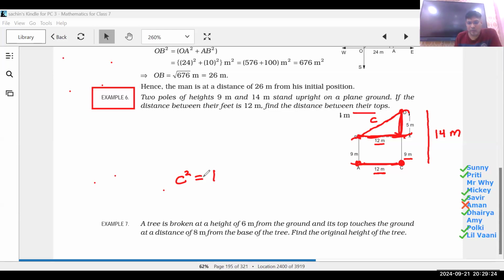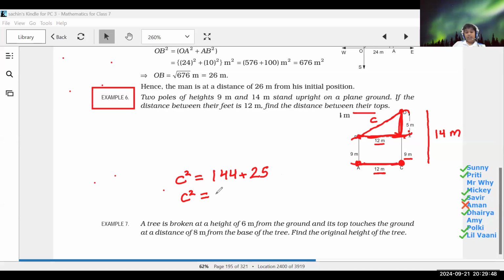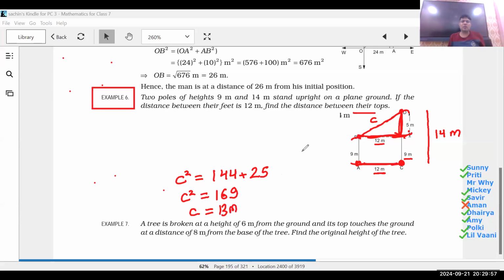बेटा म्यूट अनम्यूट नहीं करो ना, मुझे 12 का स्क्वायर बता दो भाई। सर 144। 144। What is 5 squared? 25। तो सी स्क्वायर कितना हो गया टोटल? सर 144 प्लस 25 तो 169। Now, तो सी कितना होगा? 13। 13। Don't say I don't understand, try hard. Aman, understood?